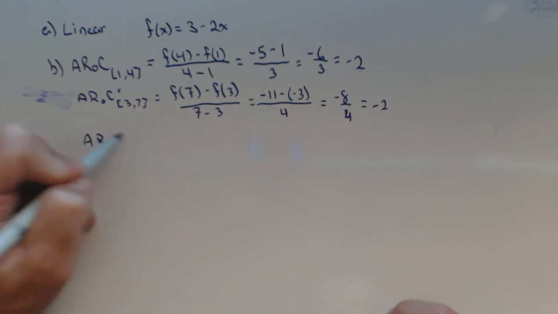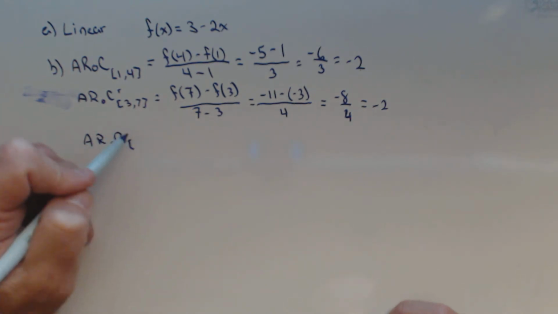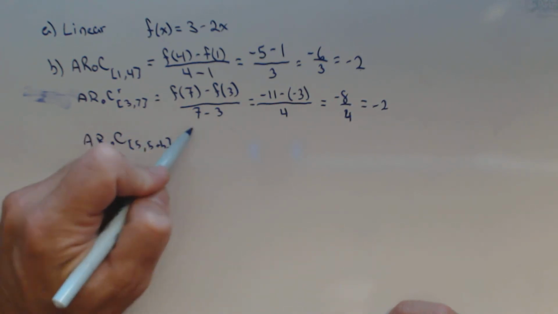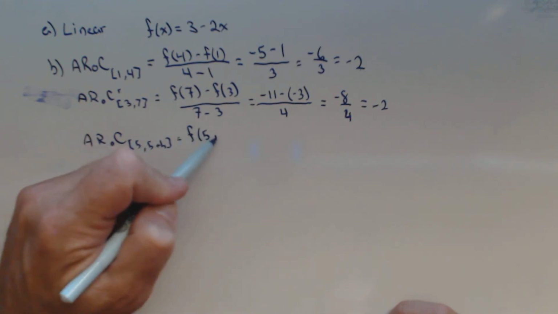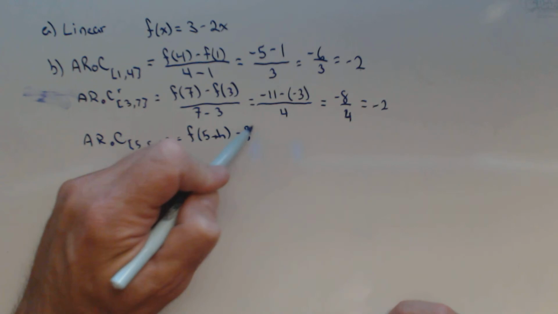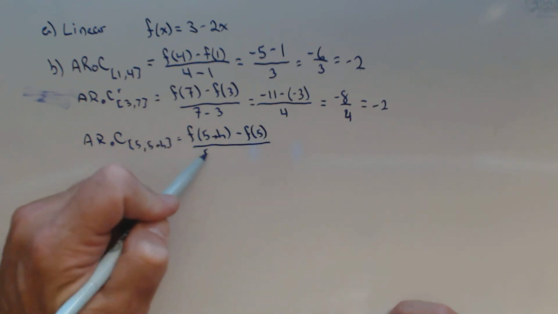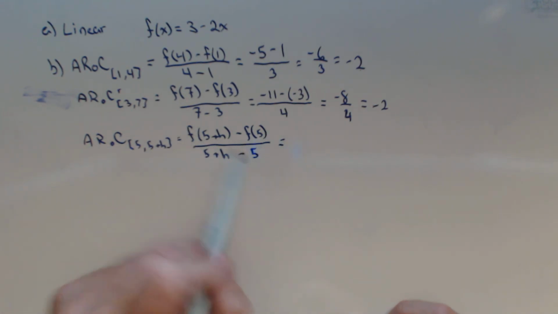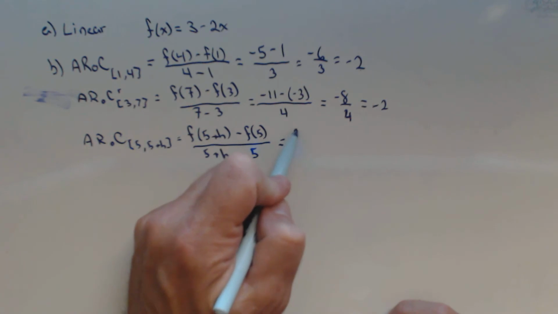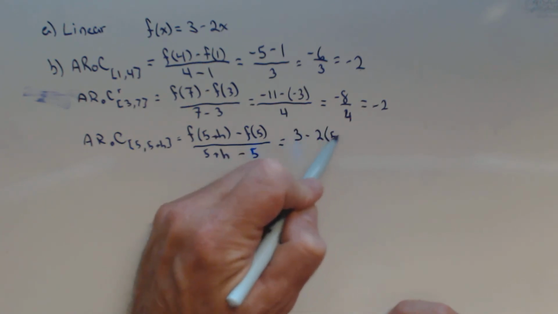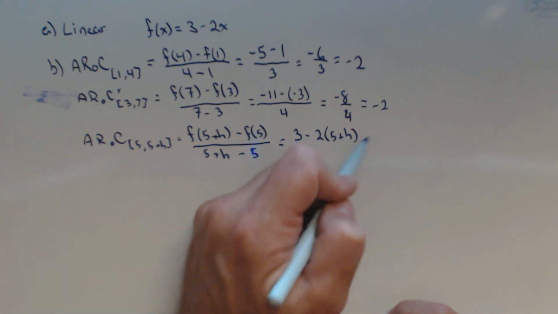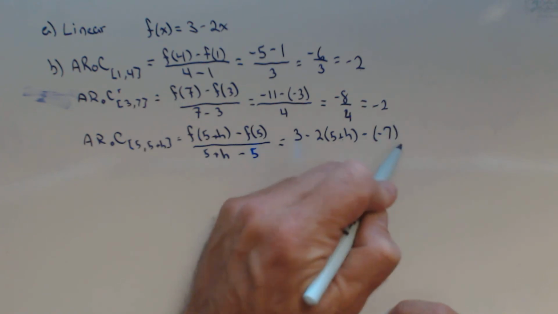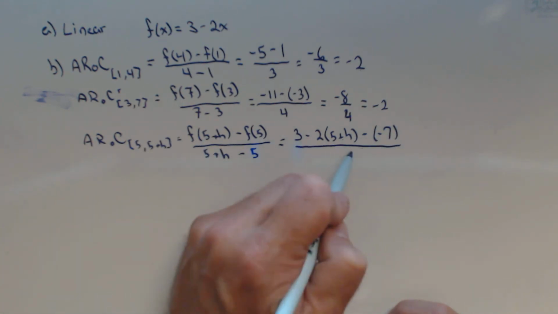Definite pattern emerging here. The average rate of change between 5 and 5 plus h. You might be able to guess what this is going to be, but we'll work through it. F of 5 plus h minus f of 5 all over 5 plus h minus 5. And what you'll see is this is basically our difference quotient. F of 5 plus h, we got 3 minus 2 times 5 plus h, minus f of 5, which is going to be -7. And 5 plus h minus 5 is just h.